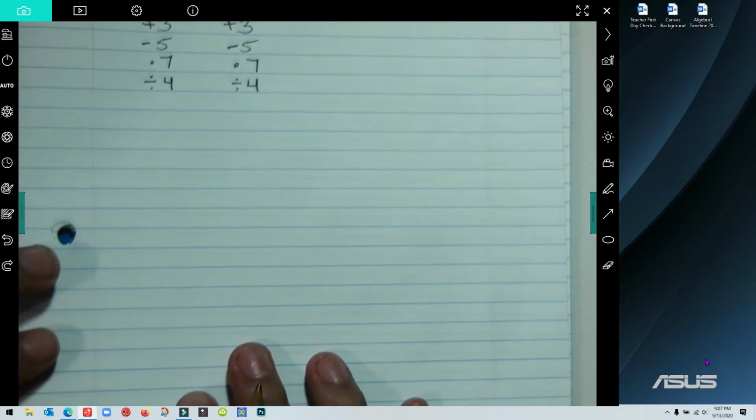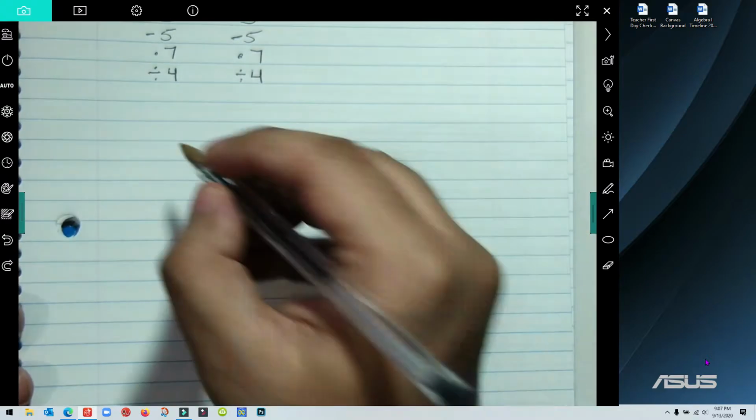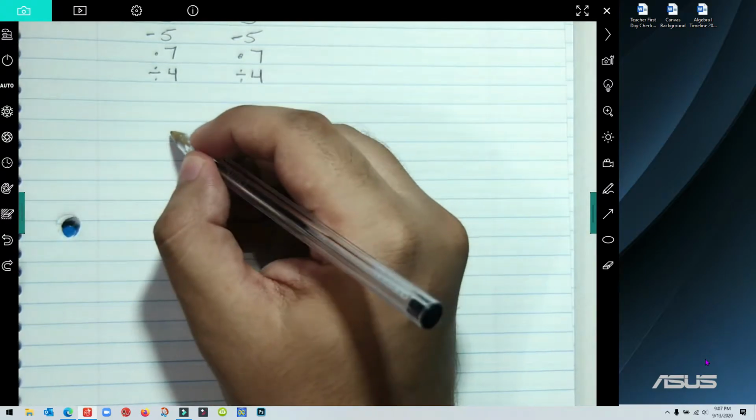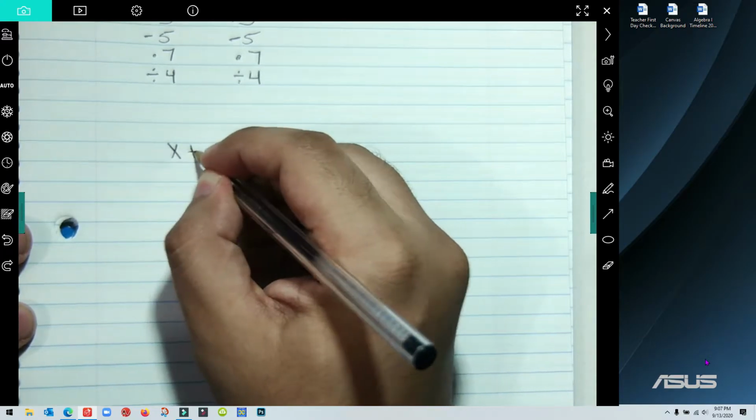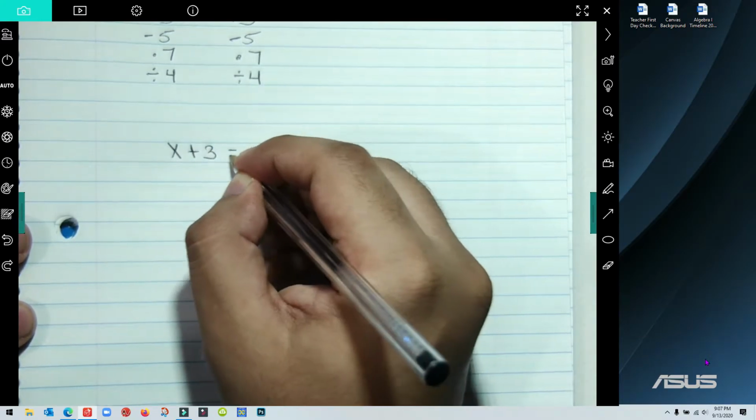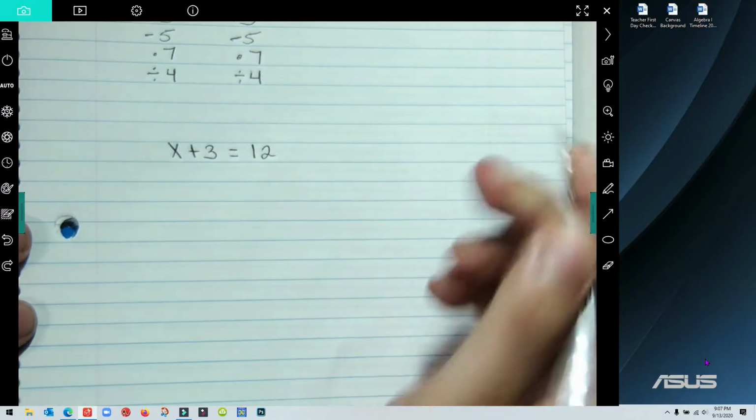Our first example is going to be something simple. We're going to start with a one-step equation. So say we have x plus 3 is equal to 12.